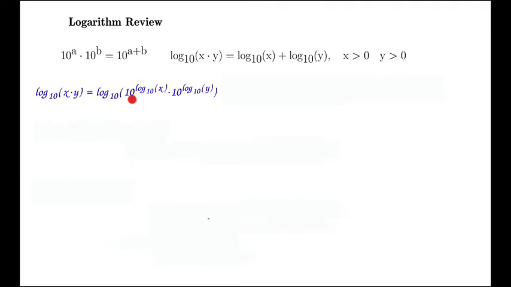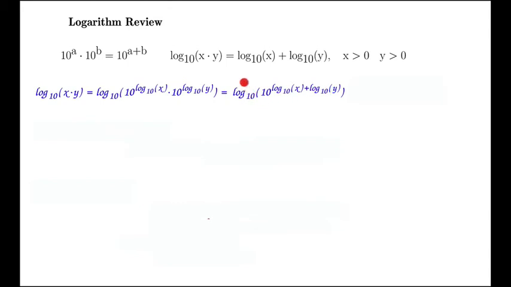So this is 10 to the a times 10 to the b. A is log base 10 of x, b is log base 10 of y. So I can rewrite this. That log base 10 is this log base 10. I'm going to take what's inside here and rewrite that as 10 to the sum of these two things. So it's going to be 10 to the log base 10 of x plus log base 10 of y. So it's log base 10 of 10 to the log base 10 of x plus log base 10 of y.